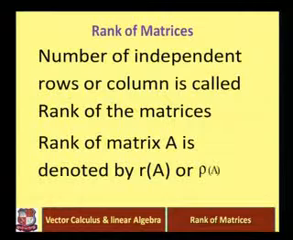Before going to discuss the methods to find rank of the matrices, what is a matrix? What is rank of the matrices? Number of independent rows or columns is called the rank of the matrix, and it is denoted by R of A or rho of A. Means rank is the independent arrangement, like a timetable for the lecture, etc. This is the concept of rank of the matrices.